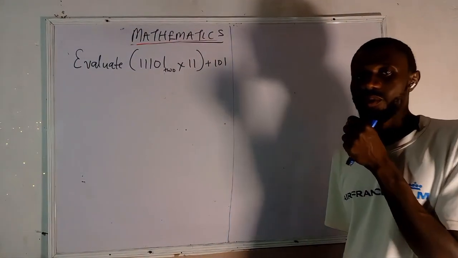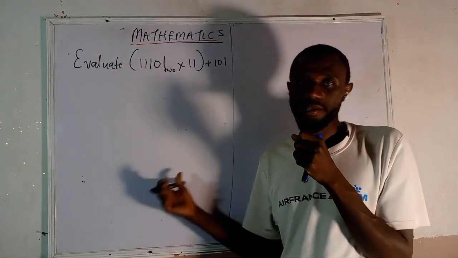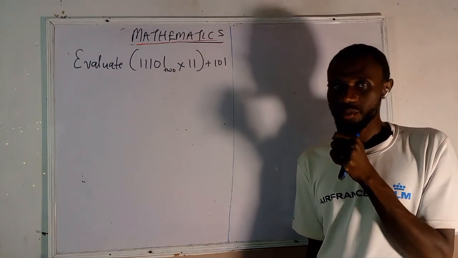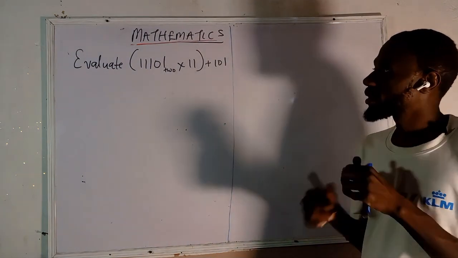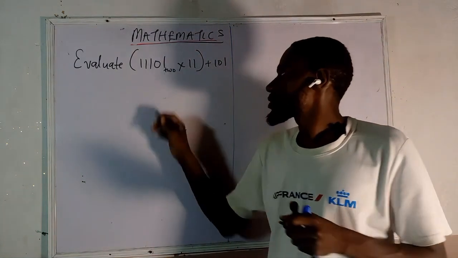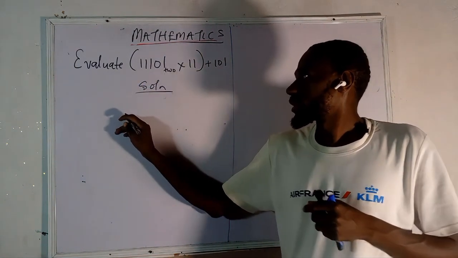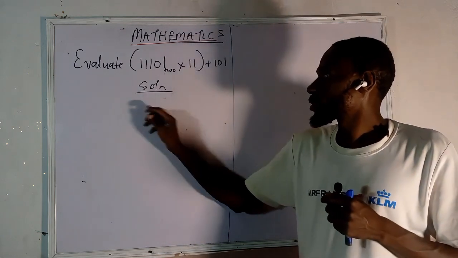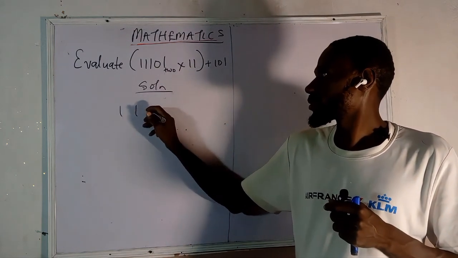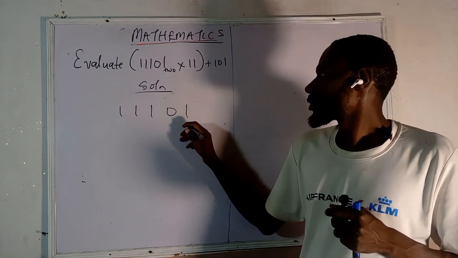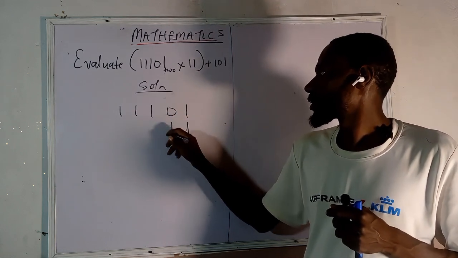In this video we are going to evaluate the binary operation, that is multiplication and addition of binary. Okay, let's see the solution. Here we can arrange the number as we have 1 1 1 0 1 multiplied by 1 1.